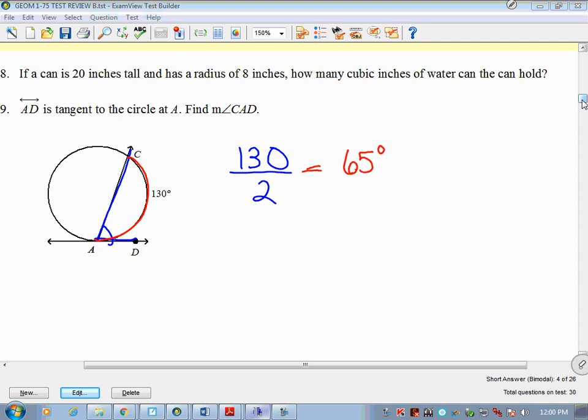Okay? That's the question I want to see on the test, right? Because it's easy, it's quick, right? I can probably get that one right.